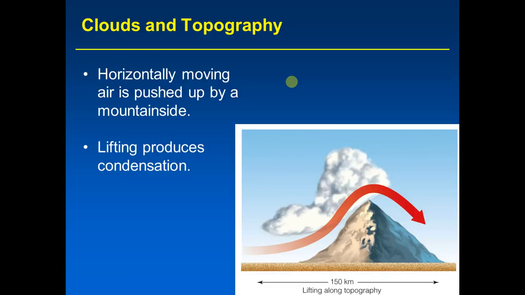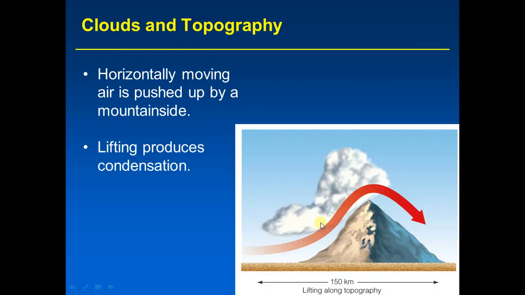Lifting along topography might take place over 150 kilometers, okay? Wider, greater atmospheric scale of motion than for convection. Horizontally moving air, right, moving horizontally, not vertically, is pushed up by a mountain. And that lifting produces cooling, condensation, cloud development, and so on, okay?